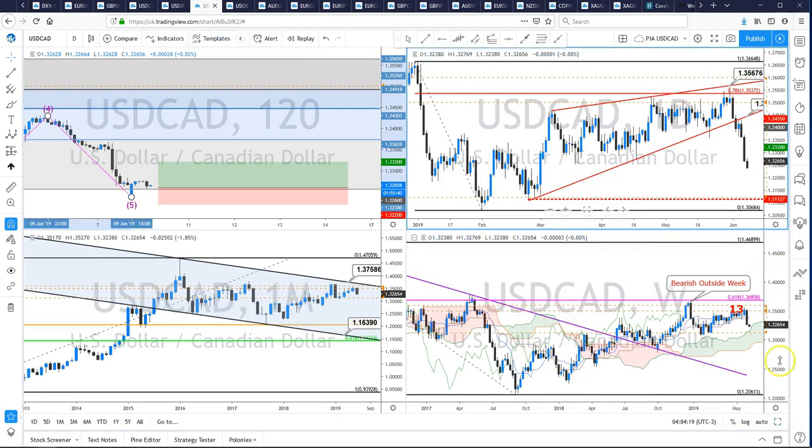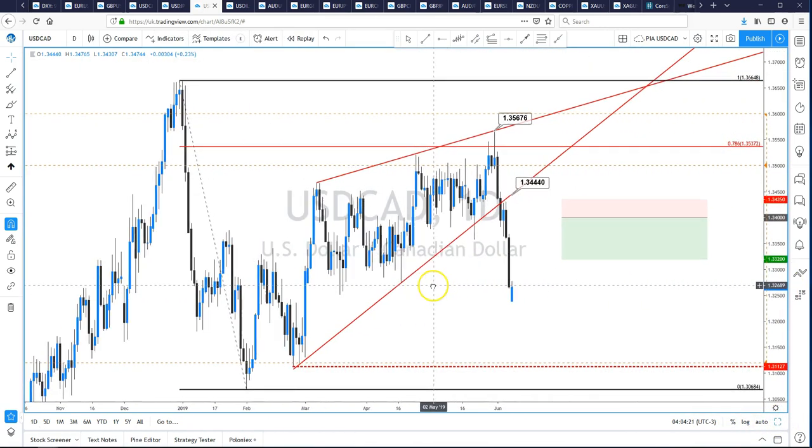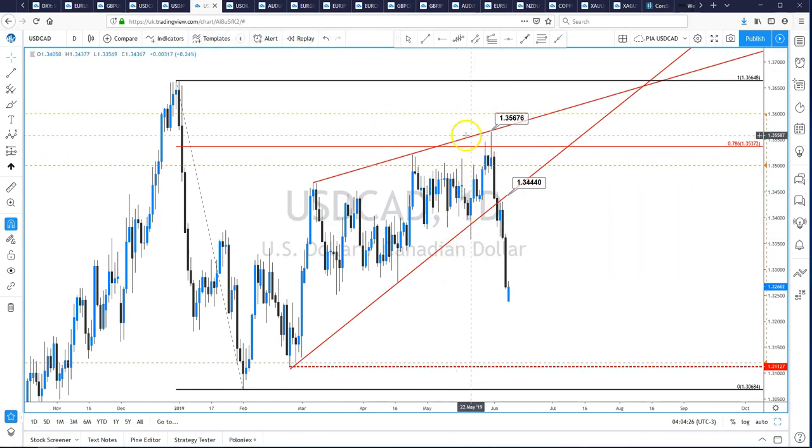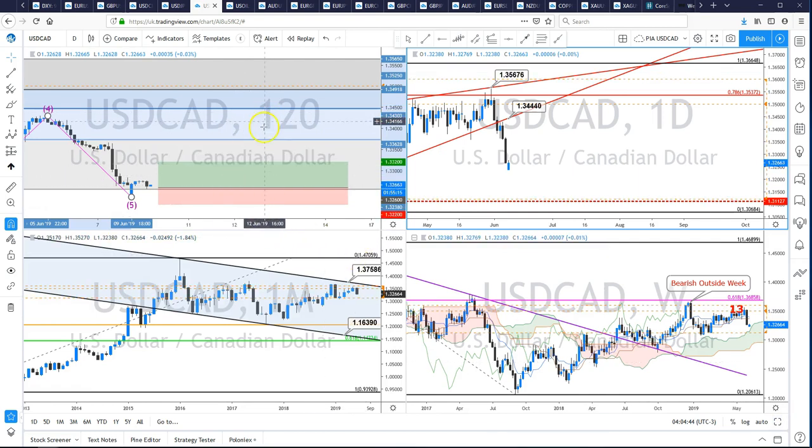Let's not forget the big picture, I should say, not the big figure. We're looking like we've broken out of a wedge formation. That's been an impulsive move to the downside. The long-term target is 131.13. We have taken off our long-term, medium-term sell trade this morning, expecting a bounce to the upside to get a better short entry.